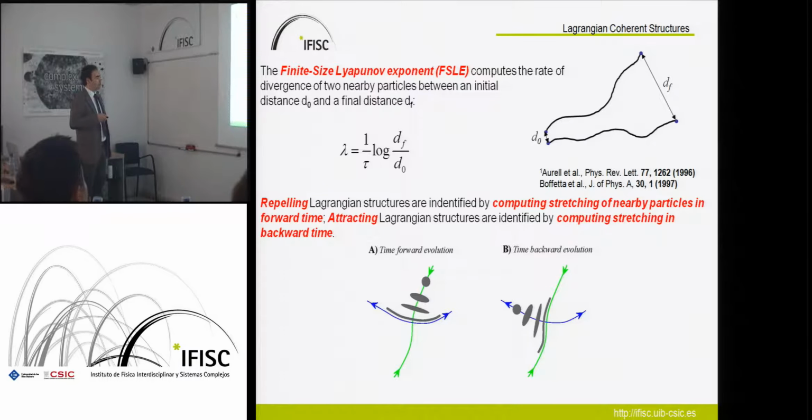Lagrangian structures that attract and stretch the material fluid. But in backward time, the effect is to stretch. So by applying the same measure of stretching, we can identify these two opposite kinds of behaviors.